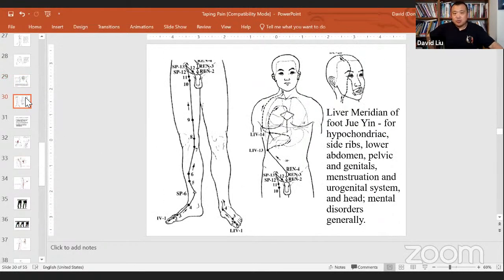The last meridian we call the liver meridian. The liver meridian is the last meridian of the 12 meridian system. So for any pain in the lower leg, lower abdomen, pelvic or genital pain, urinary aching, headache, or hypochondriac pain, we can go taping along the liver meridian.